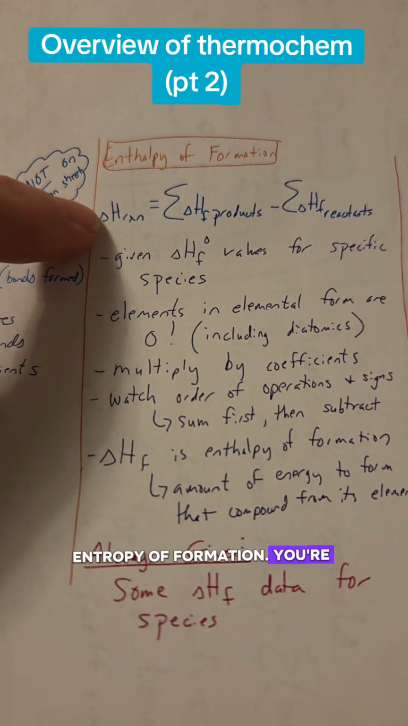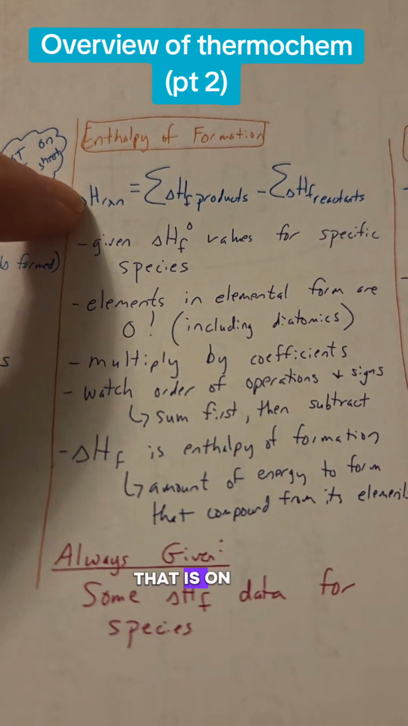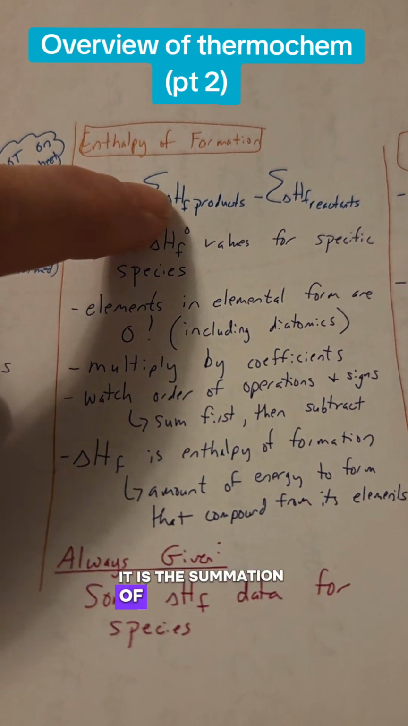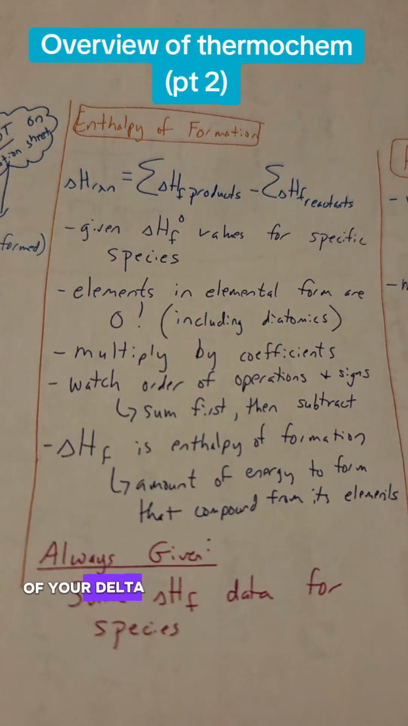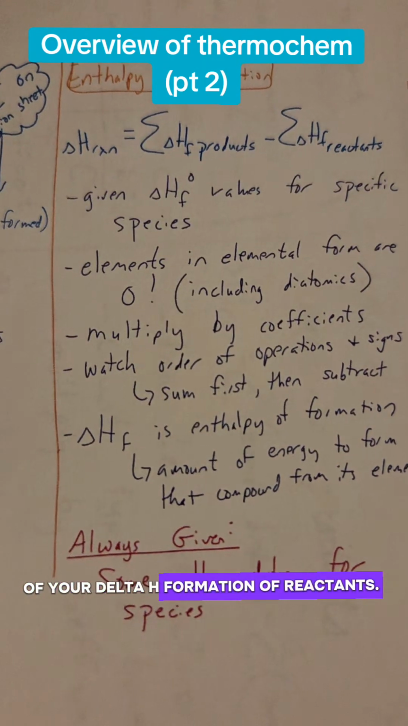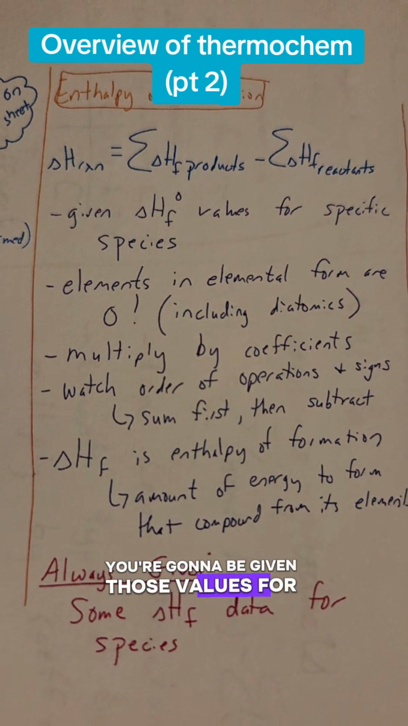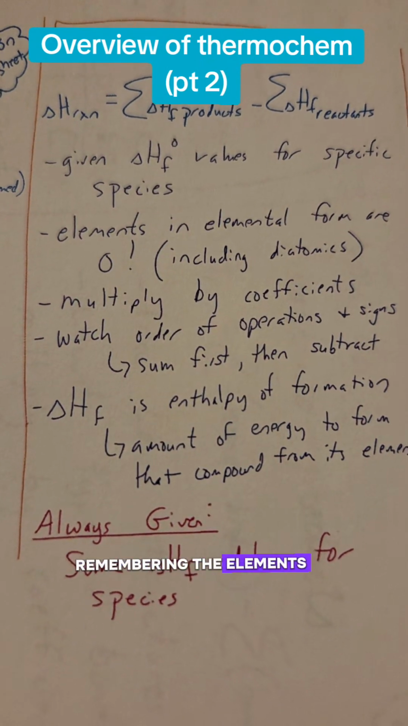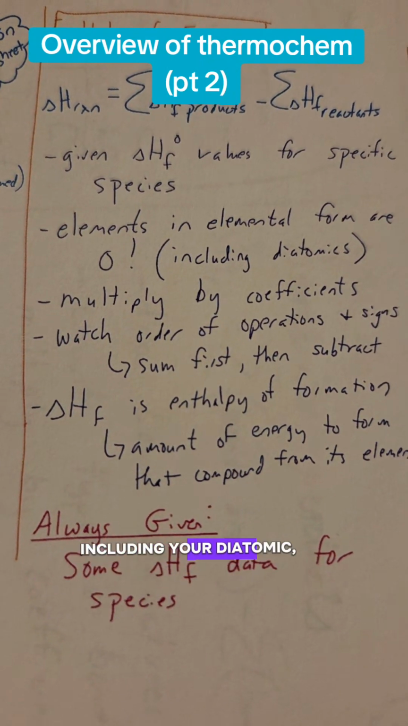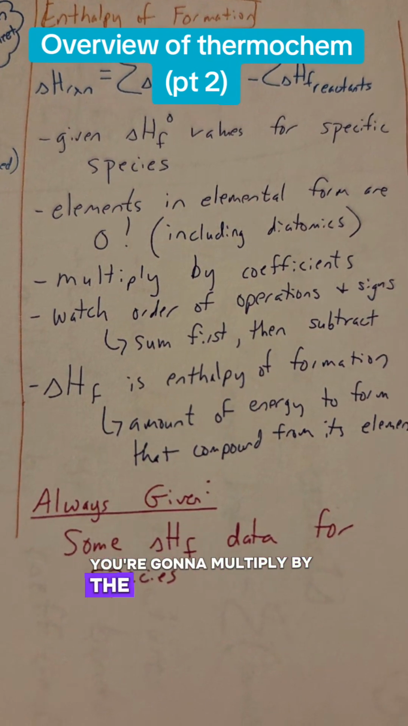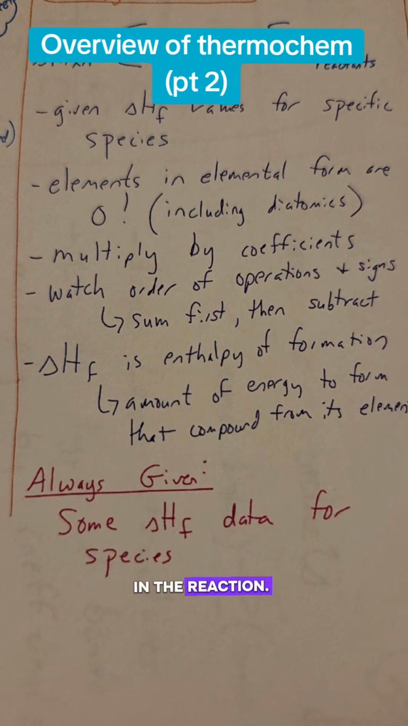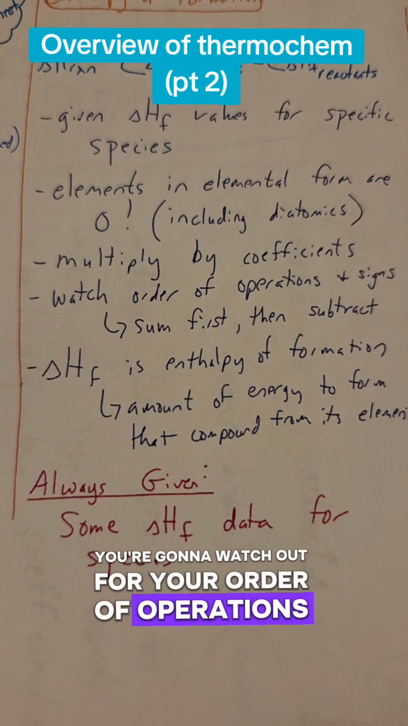Enthalpy of formation, you're going to use this equation in AP chemistry that is on the equation sheet. It is the summation of your delta H, your enthalpy of formation of products, minus the sum of your delta H formation of reactants. You're going to be given those values for the specific species, remembering the elements in their elemental form are 0, including your diatomics. So you will not necessarily be given those. You're going to multiply by the coefficients of that species in the reaction. And you're going to watch out for your order of operations and your signs.